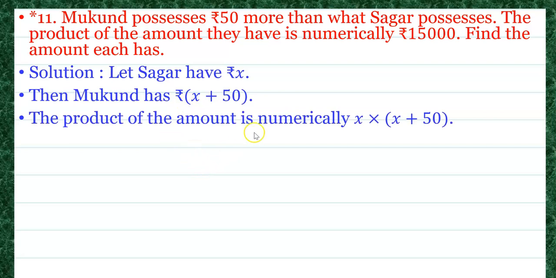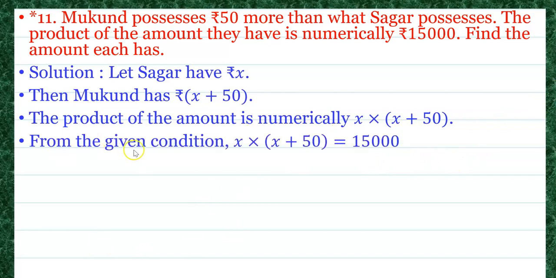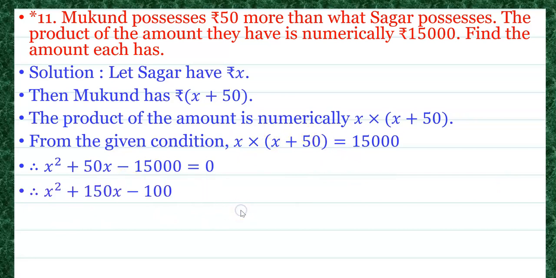The product of the amounts is numerically x into (x plus 50), and therefore from the given condition, x into (x plus 50) is equal to 15,000. And if we simplify this, then you will get x square plus 50x minus 15,000 is equal to 0. Now if we multiply these two here, what will we get? 15,000. So which two numbers have a difference of 50 and a product of 15,000? Okay, so 150 and minus 100. Okay, the difference between the two is 50 and if we multiply them, then you will get 15,000.